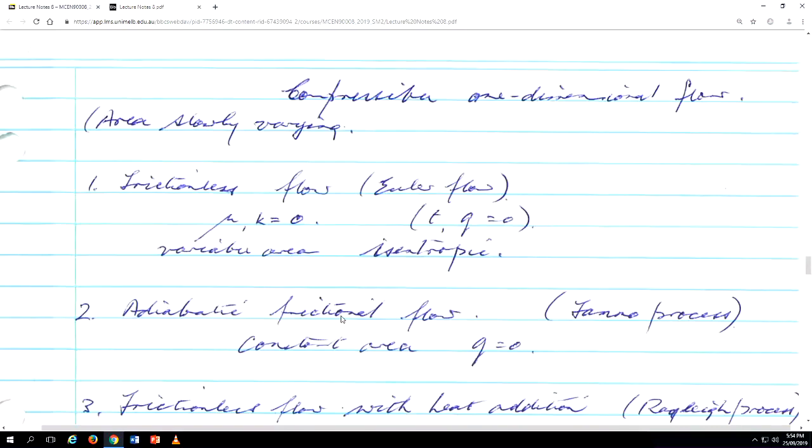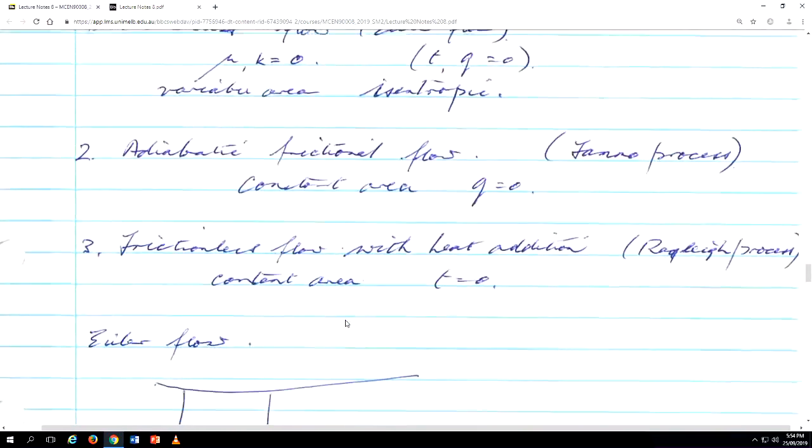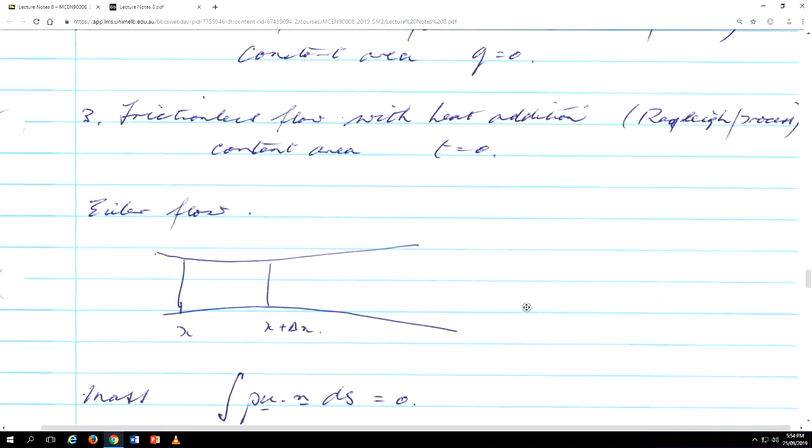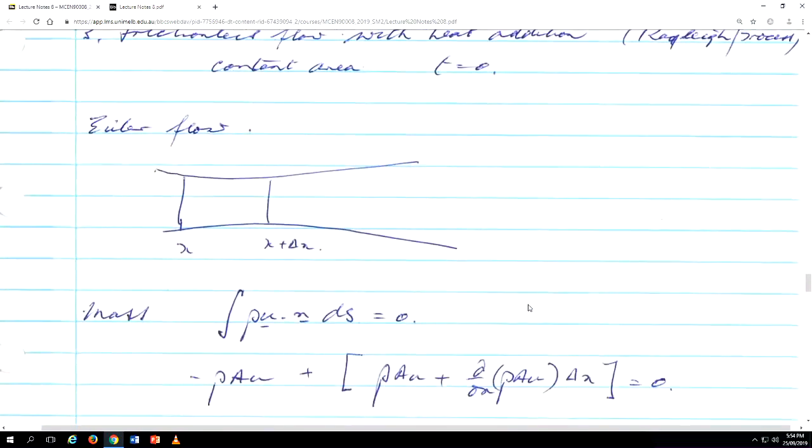Maybe tomorrow I'll say something about adiabatic frictional flow, the Fano process, mainly because of its interest if you're trying to push water through a sediment or oil through a sediment; you have to work it out as a Fano process. And I think I won't get to frictionless flow with heat addition. That's a very similar problem to the Fano process, and that's called a Rayleigh process. However, let's deal with Euler flow today, the first one.